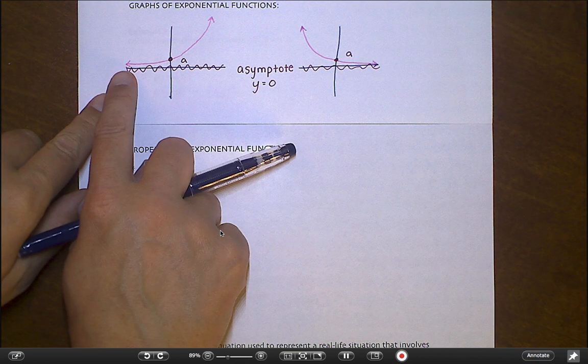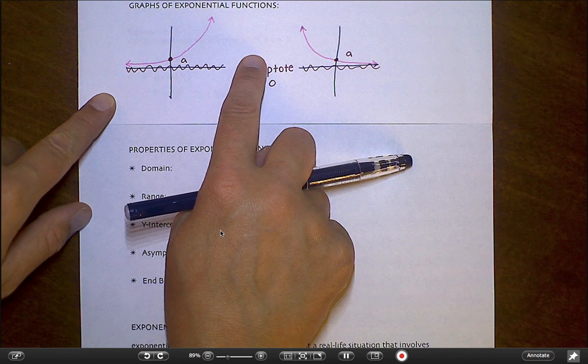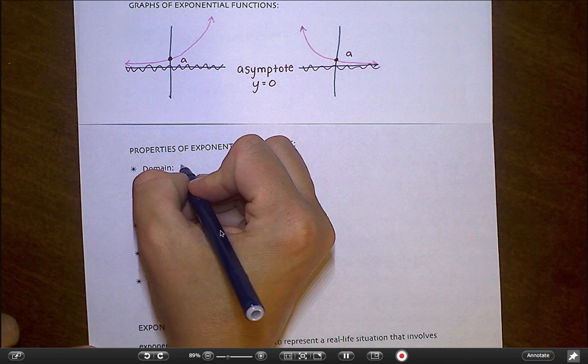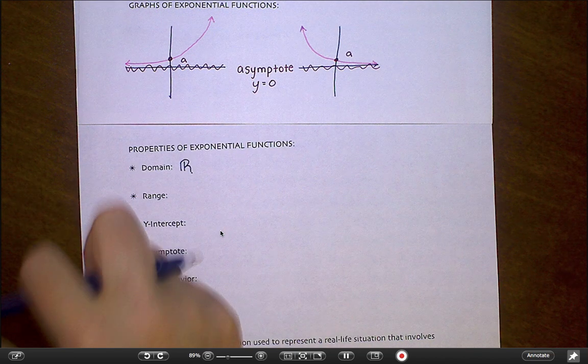Well, domain is asking you what x values are allowed. And if you look from left to right, this graph spreads out forever. It goes forever to the left, forever to the right. So your domain of an exponential function is always all real numbers.